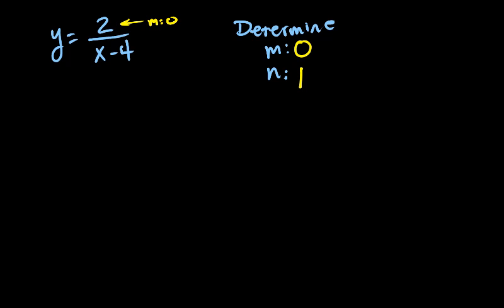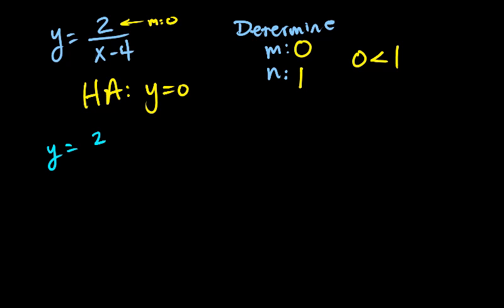So as we compare them, 0 is less than 1, and so we want to use that rule. The degree on top is less than the degree on the bottom, so we can say that the horizontal asymptote is at y equals 0. And it's just a case of you memorizing the 3 rules. Let's take a look at the next one. The next one would be y equals 2x minus 5 over x plus 3.